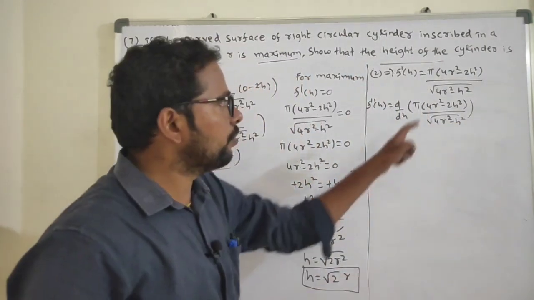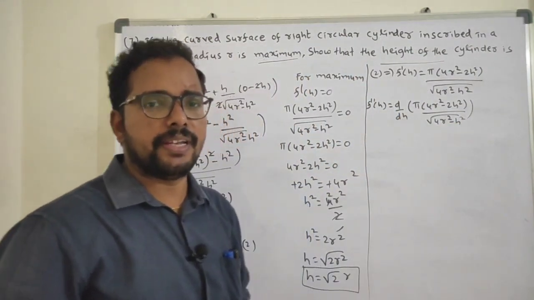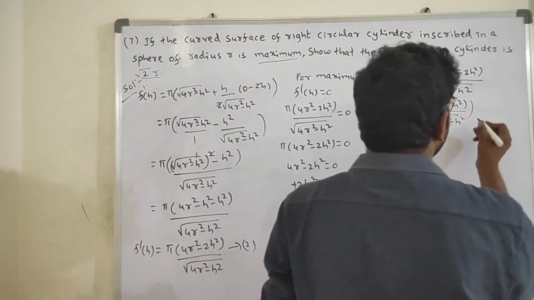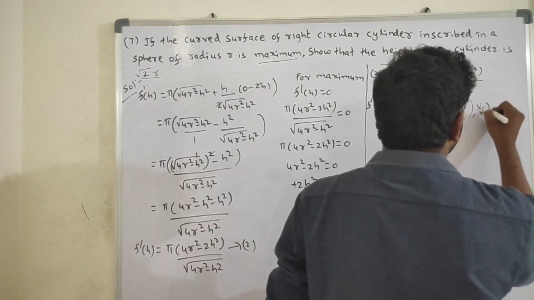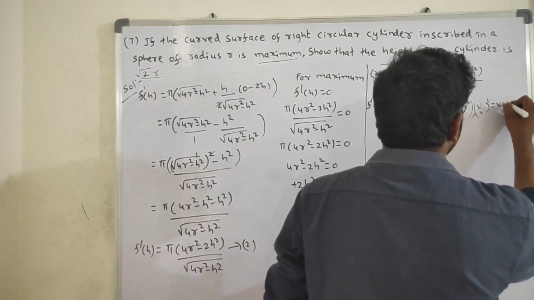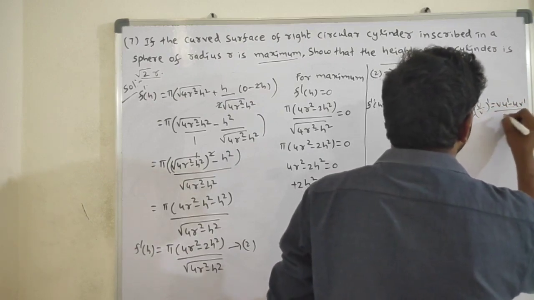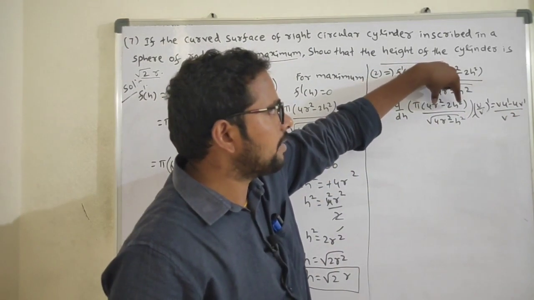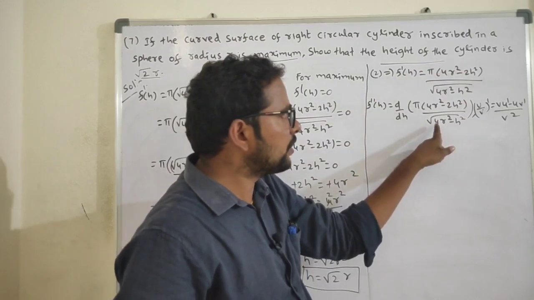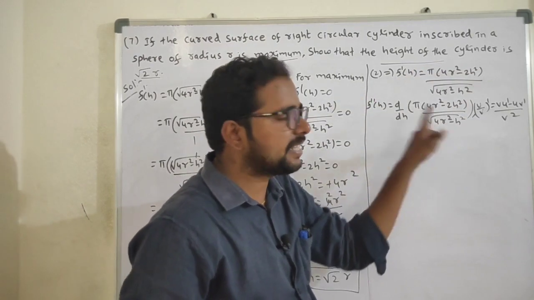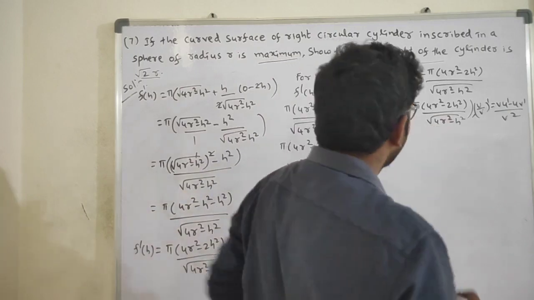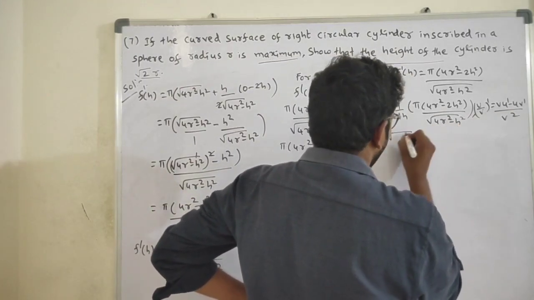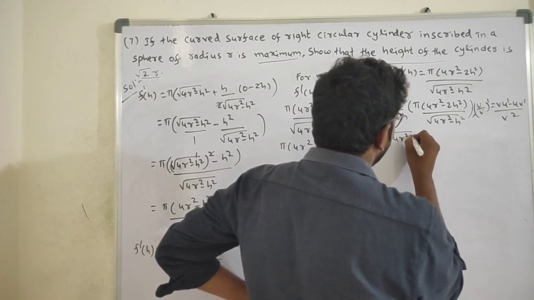So it is in the form of u by v. So what is the u by v formula? U by v whole dash is equal to v u dash minus u v dash by v square. U is equal to 4r square minus 2h square. V is equal to under root of 4r square minus h square. Substitute the values.